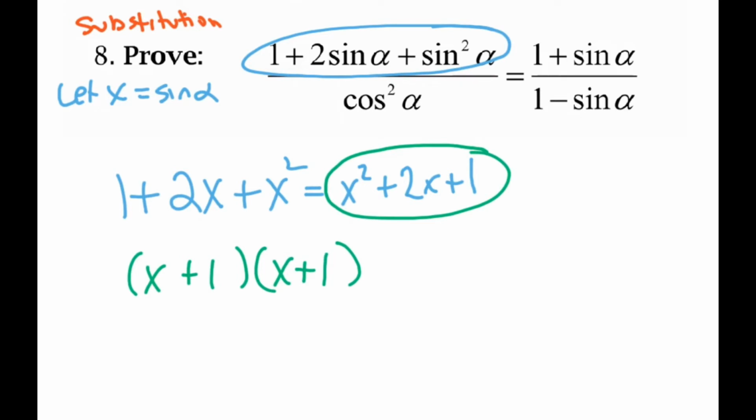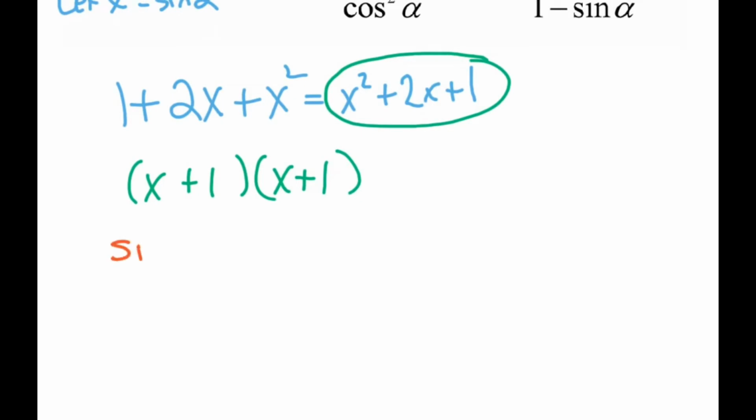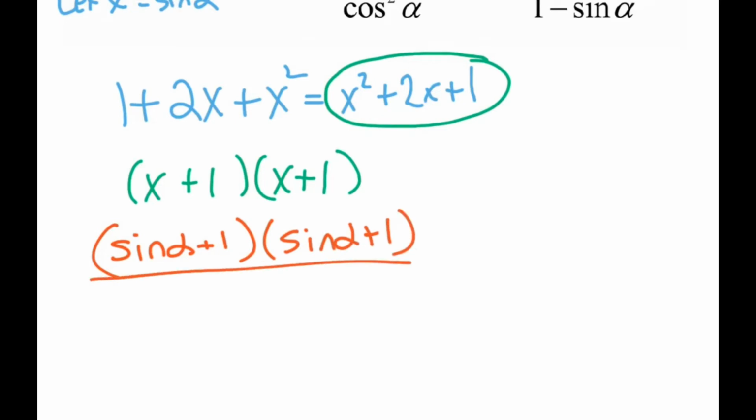So now let's go back and put back what we replaced. Instead of x, we're going to write sine alpha plus 1, sine alpha plus 1. We just let x hold the place for it until we could get back to that. And then cosine squared alpha like that.